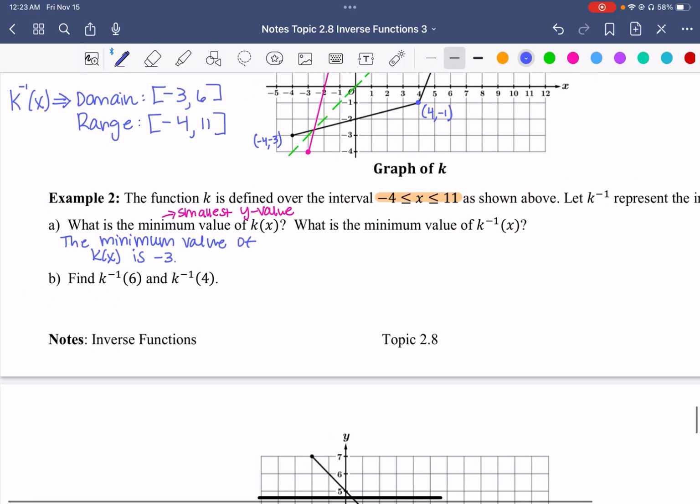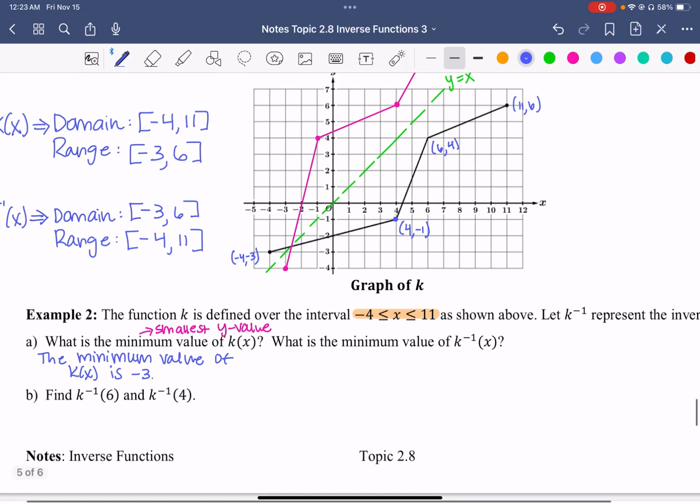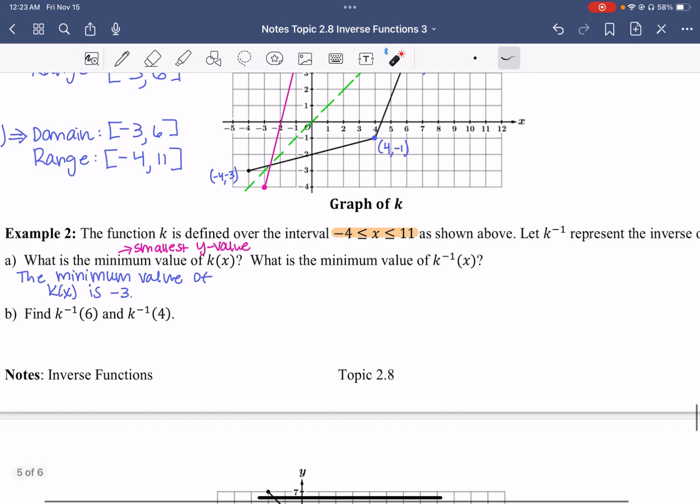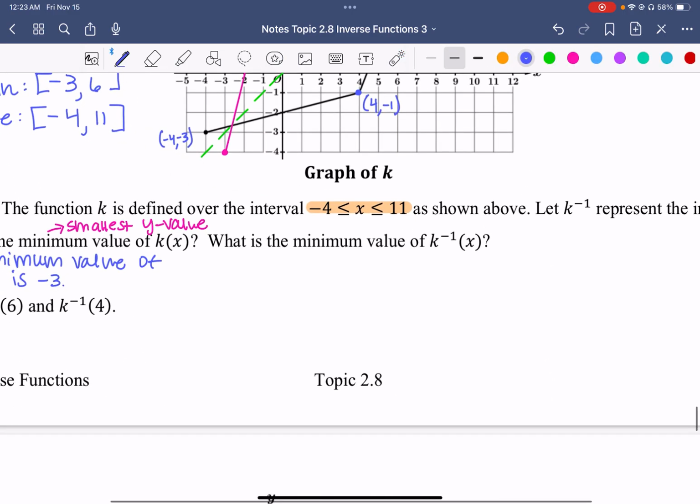And then it asks what is the minimum value of the inverse of k. The inverse is the pink one. Notice that the smallest y value is down here at negative 4. So the minimum value of the inverse of k of x is negative 4.